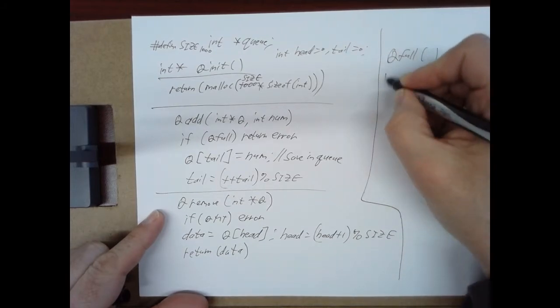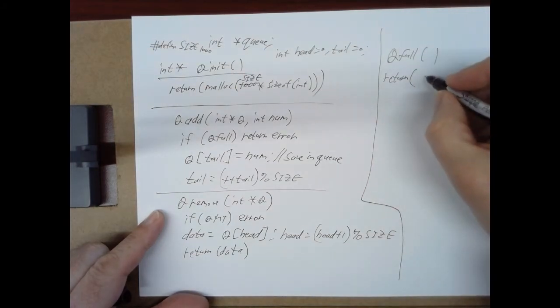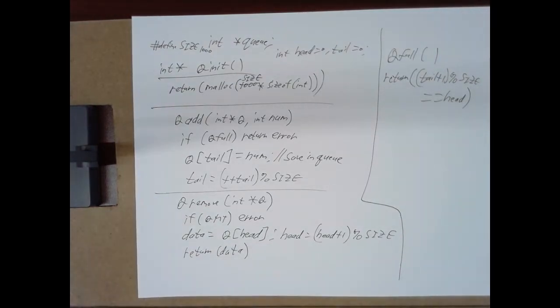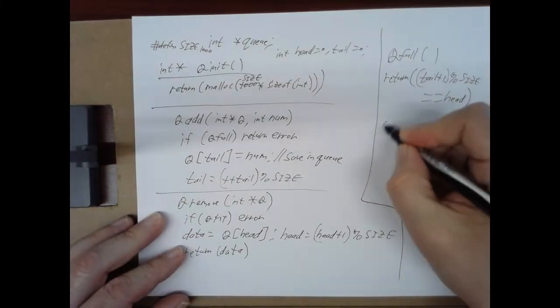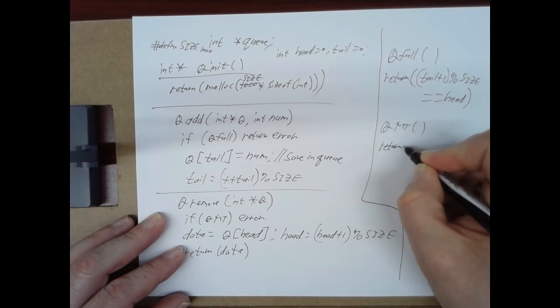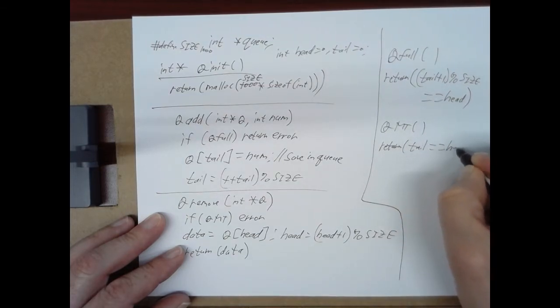So queue full. Just see if tail plus 1 is equal to head. Rolling over is necessary. Queue empty: see if your tail is equal to your head.